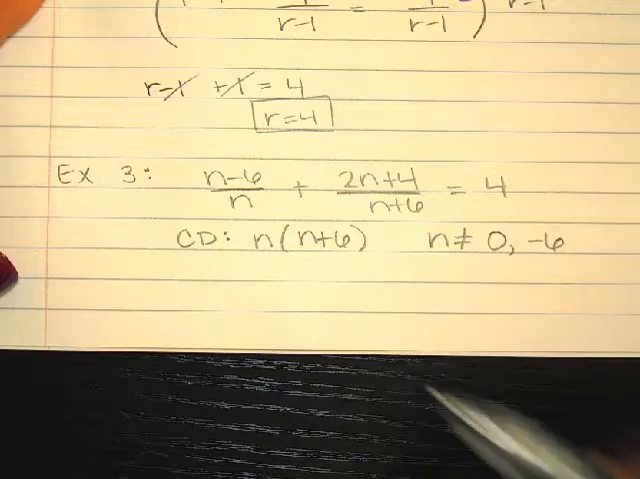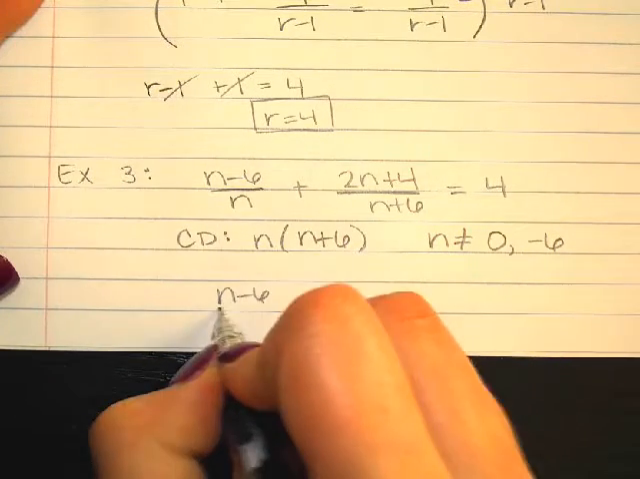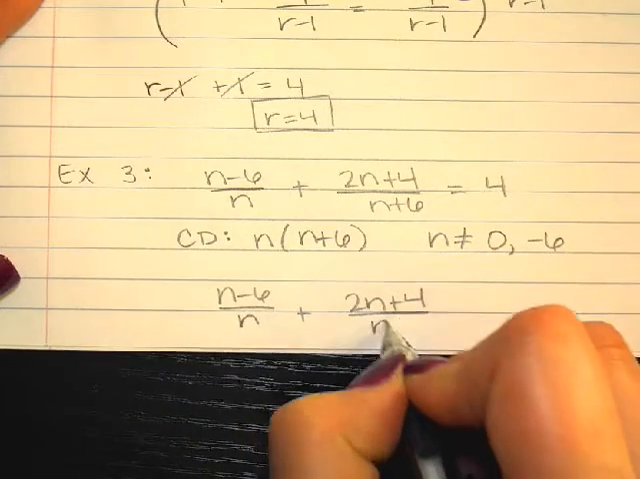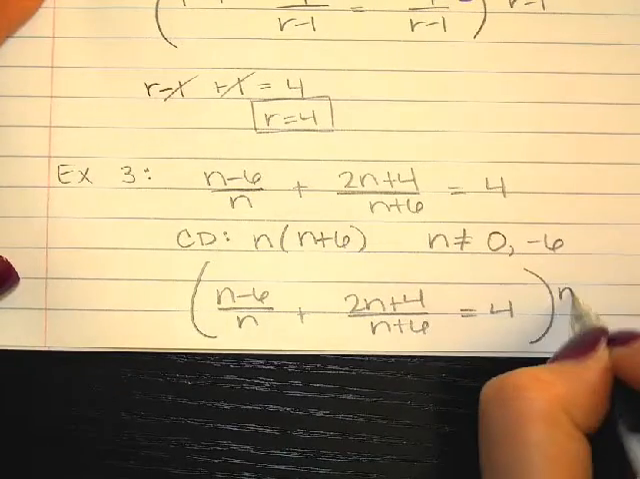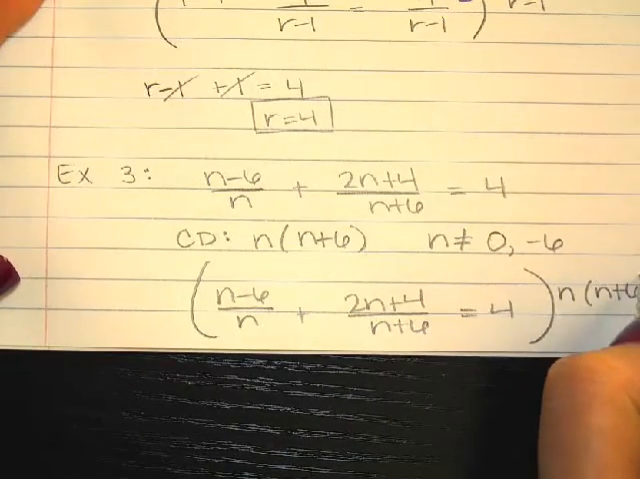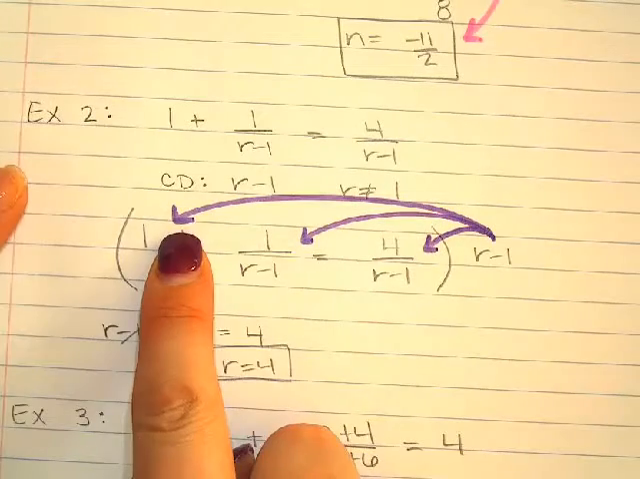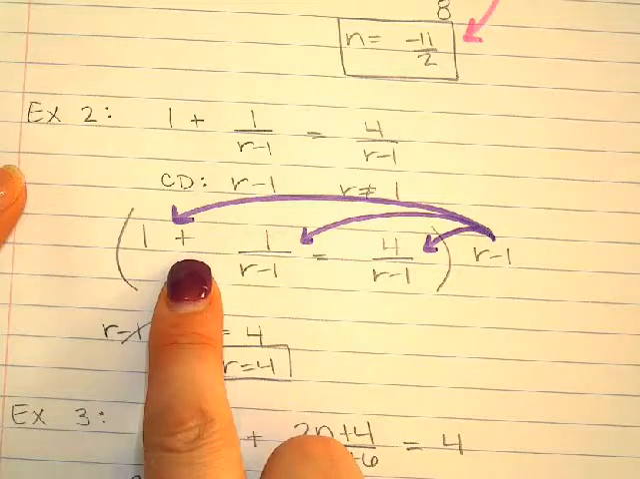And so what we're going to do is take the equation and multiply the whole thing by n times n plus 6. Did it confuse anyone when I didn't write it this time? We did the canceling in our heads. Was that okay?